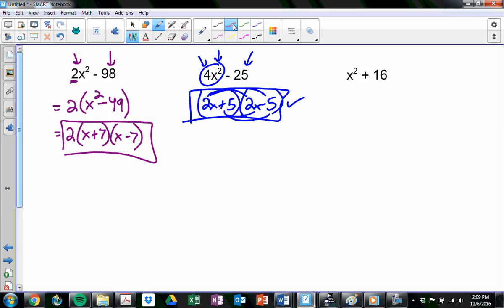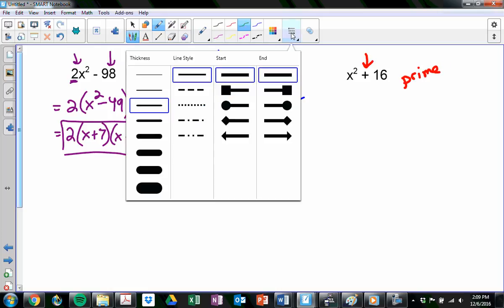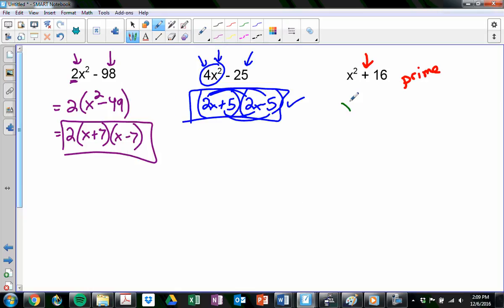Recognize this is not a difference of squares because that's a plus. This is actually not factorable. It is prime. A sum of squares isn't something we can work with. It's only a difference of squares. If I tried to factor it into x plus 4, x minus 4, this isn't going to work, because when I check it, x times x is x squared.